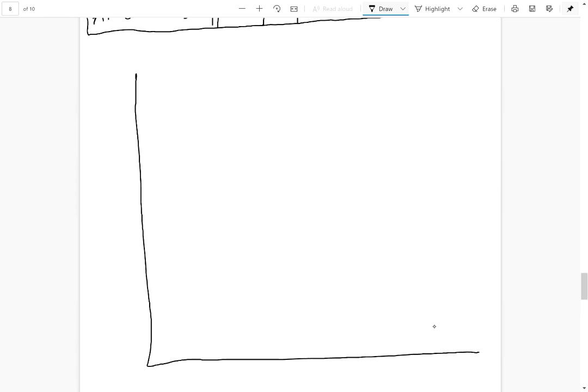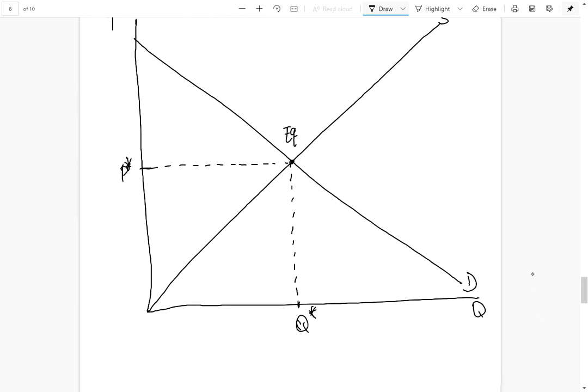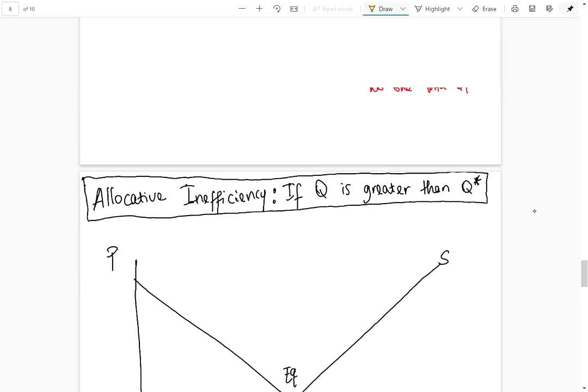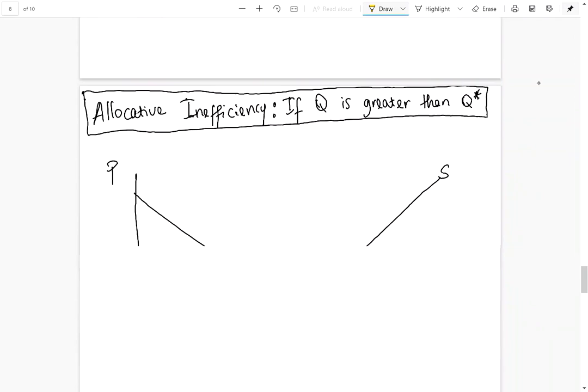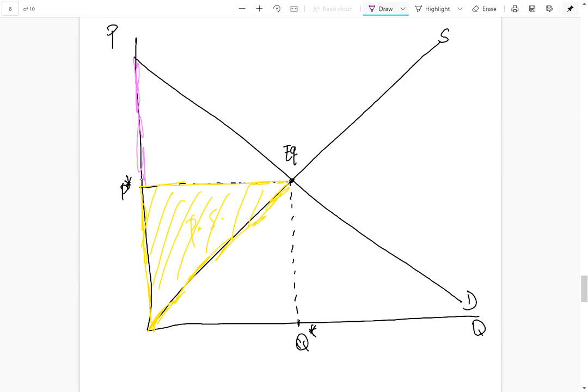So we have P, Q, demand, supply, equilibrium, right? So at equilibrium, we have P star, we have Q star. Now, note that this is our original. I think I used yellow for original producer surplus. Yep. And pink, purplish pink, for our original consumer surplus.